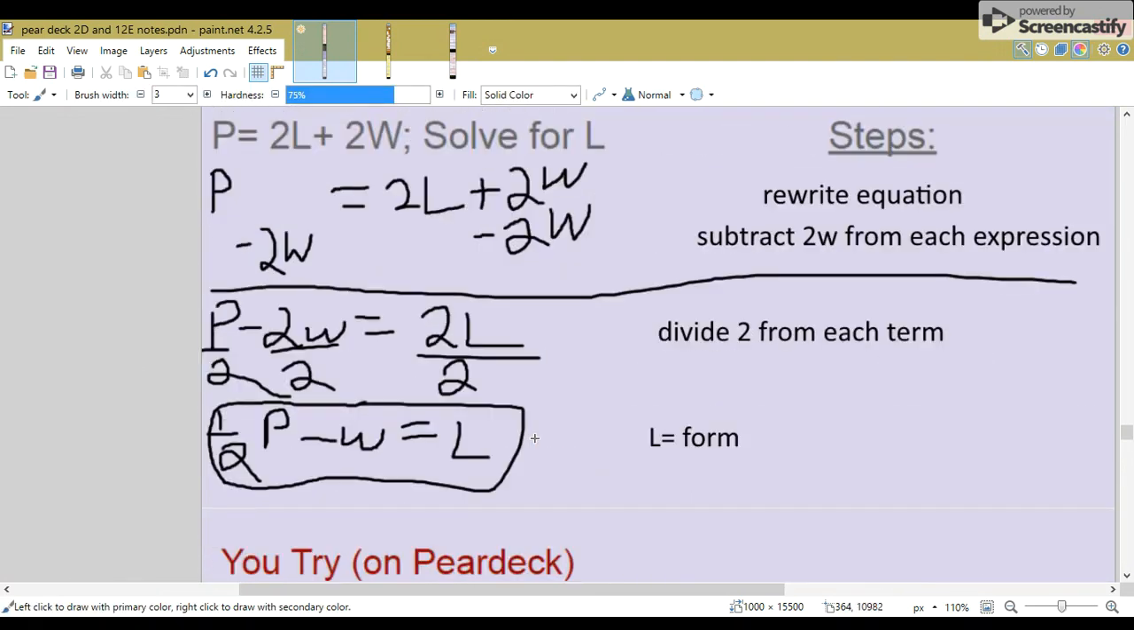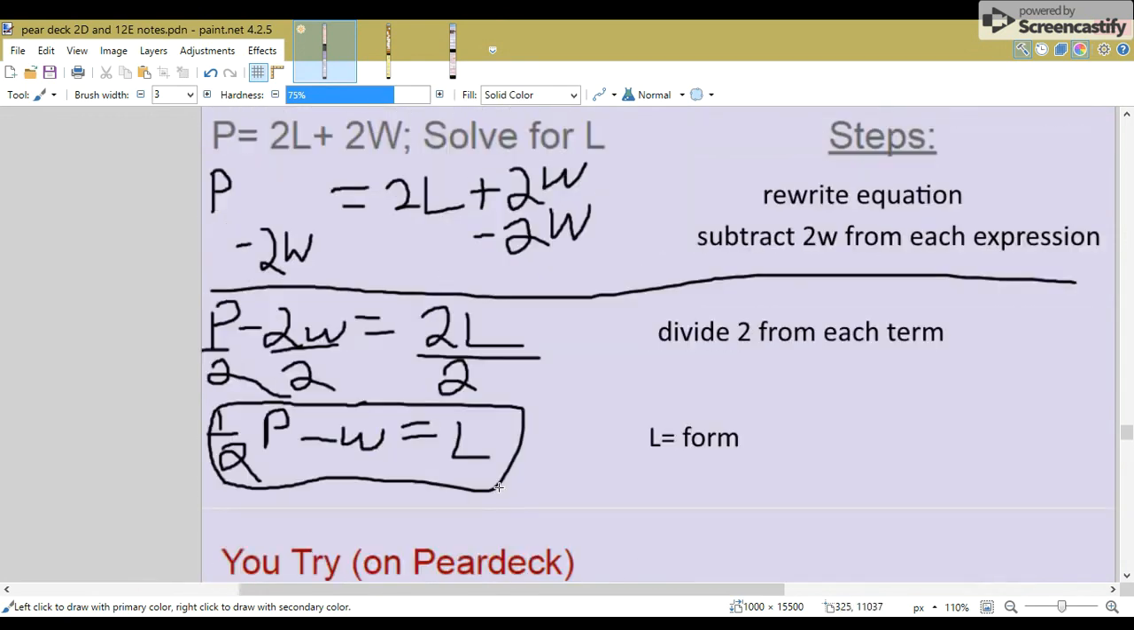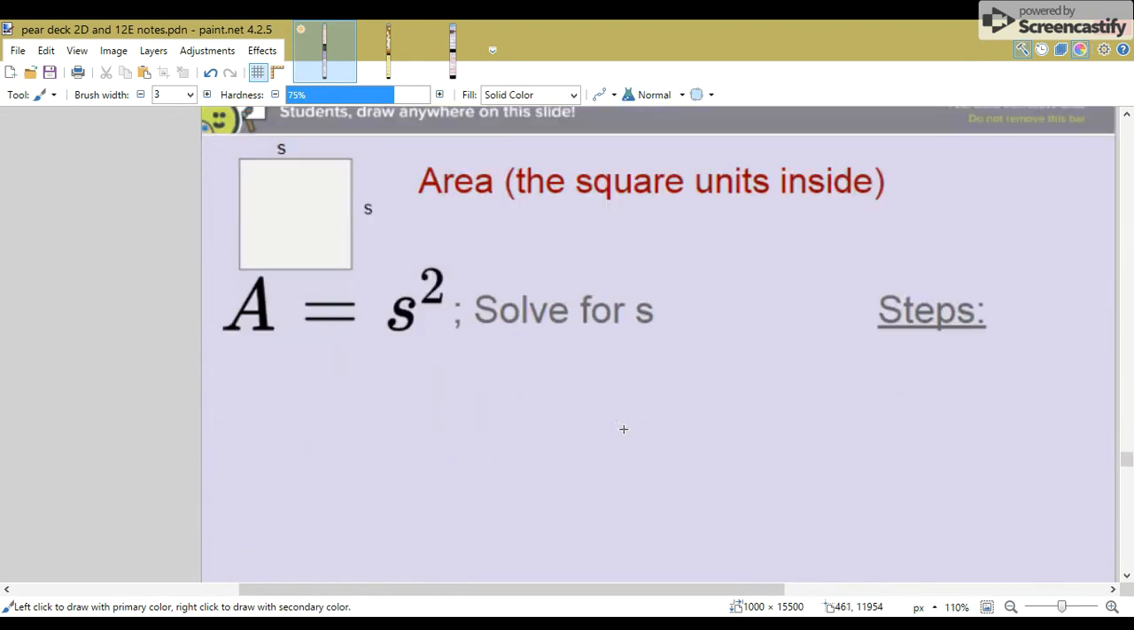If you notice in the previous example, the only thing that actually changes is that the W's and the L's are switched. Let's look at the next slide.